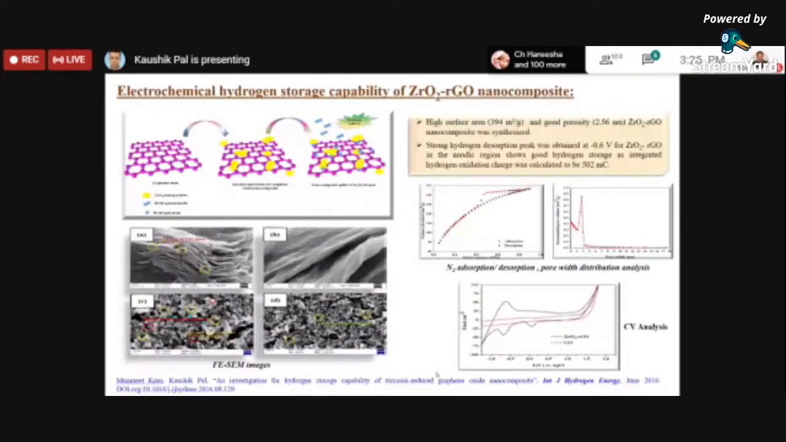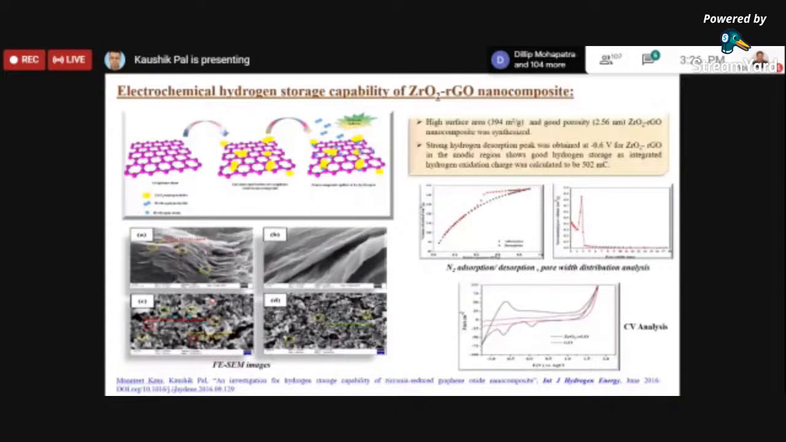So now, if I talk about the electrochemical hydrogen storage capability of the zirconia-coated reduced graphene nanocomposites: with a high surface area, that is 394 square meters per gram, and good porosity, that is 20.56 nanometer, zirconia oxide coated RGO nanocomposites were synthesized. A strong hydrogen desorption peak was obtained at minus 0.6 volt for zirconia oxide RGO in the anodic region, which shows good hydrogen storage, as the integrated hydrogen oxidation charge was calculated to be 502 mC.